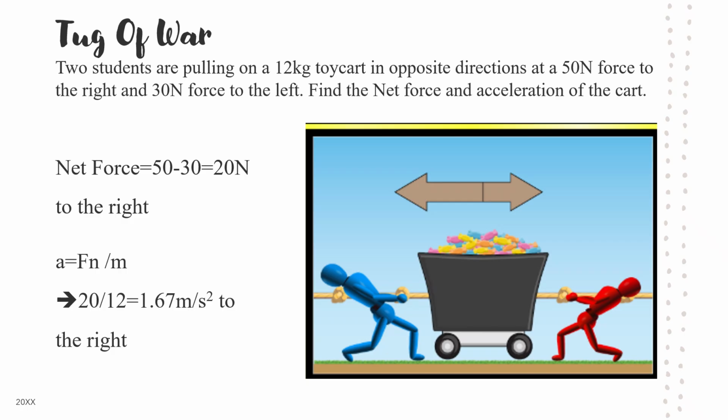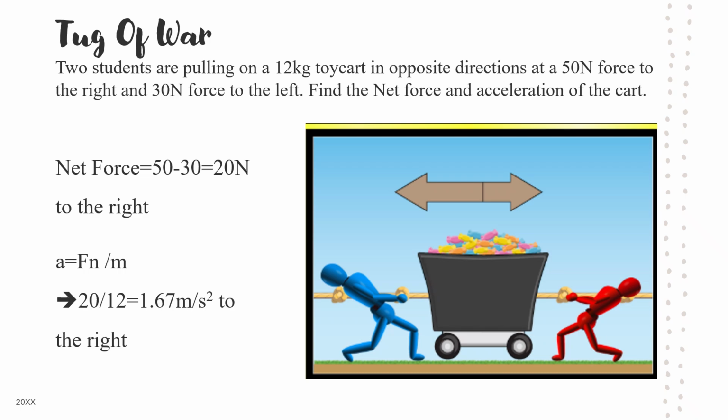So net force is going to be equal to subtracting both forces, 50 to the right minus 30 to the left, and that is going to be equal to 20 newtons. In which direction? In the direction of the higher force, which is the 50 newtons, which is to the right.